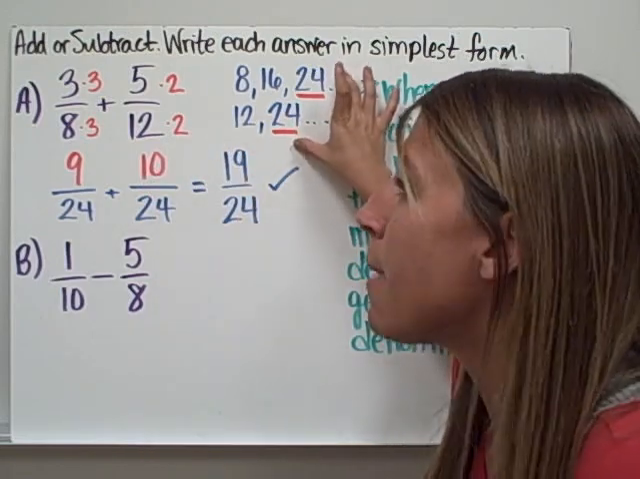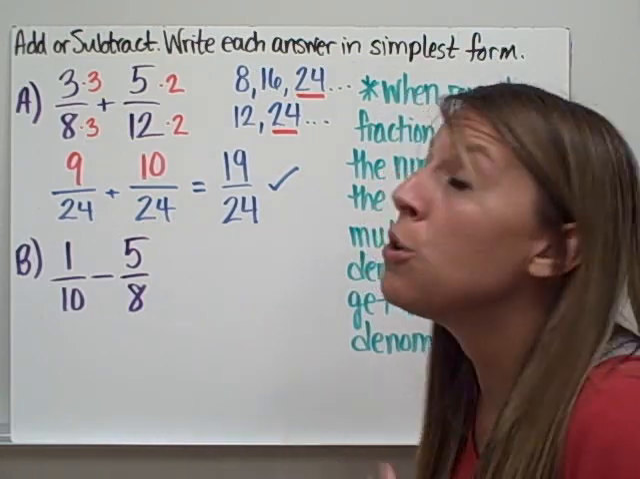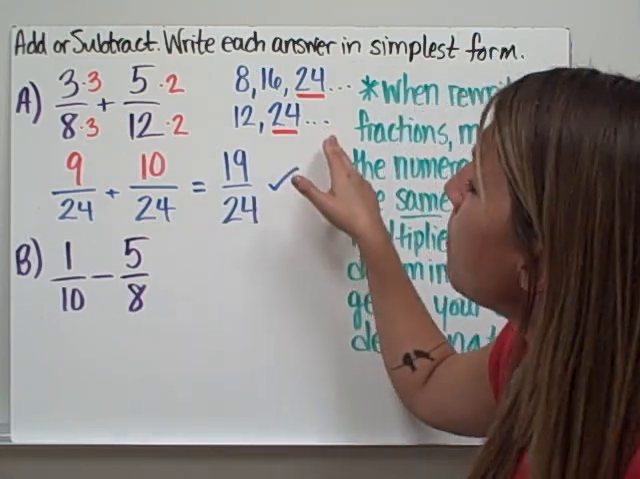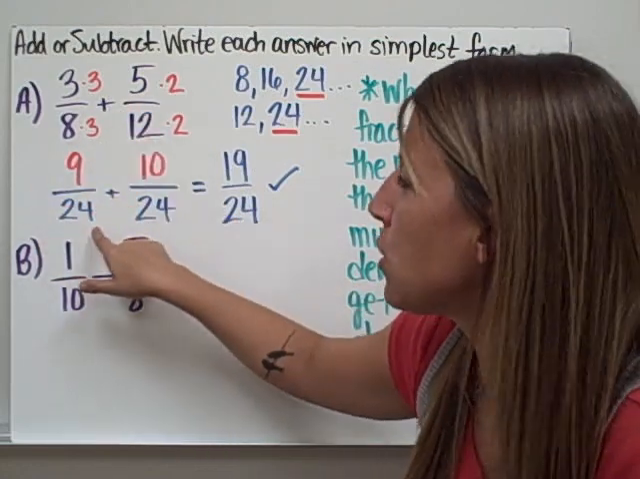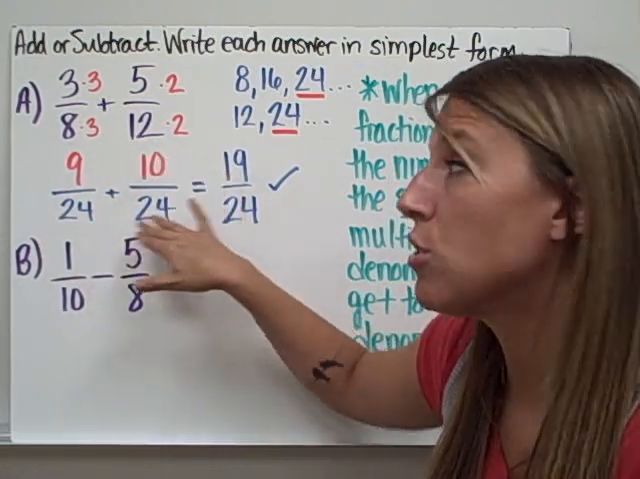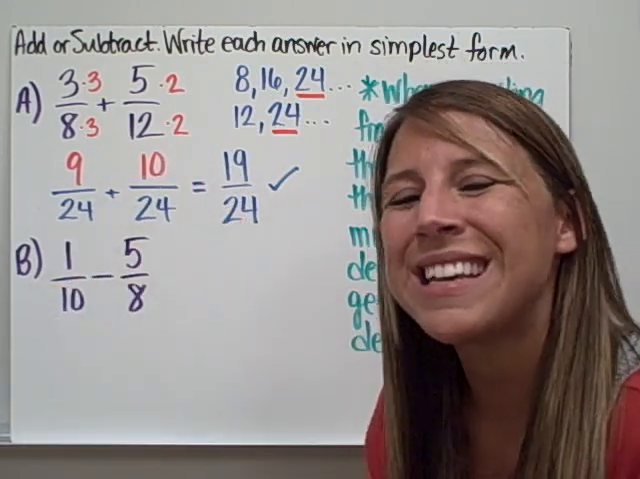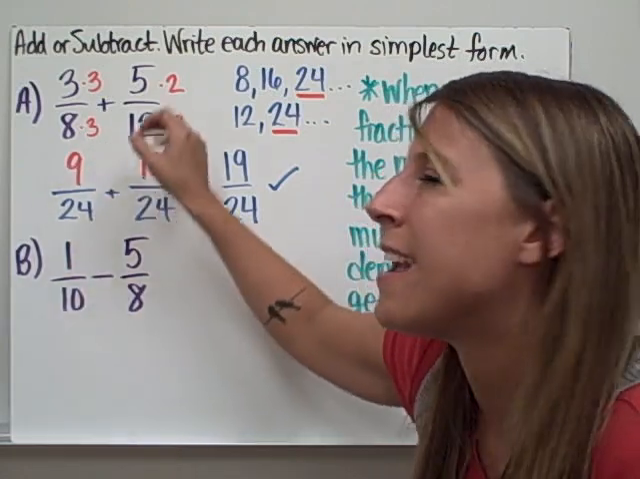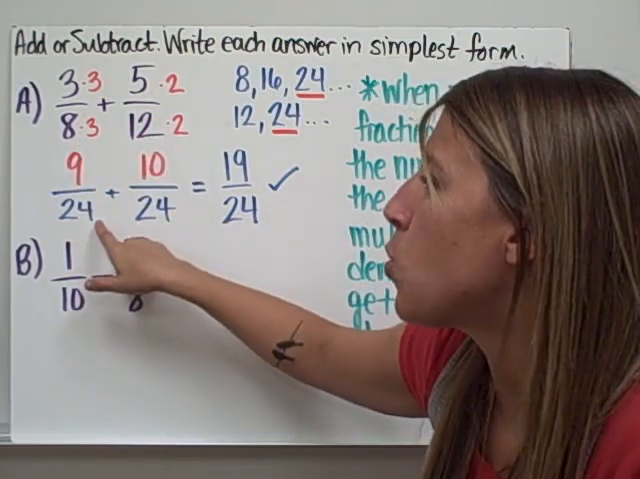Well, 24 is the smallest number that 8 and 12 share in common as a multiple. So I'm going to use 24. I come down here and I rewrite the problem as blank over 24 plus blank over 24. And then I have to decide what my numerators are going to be to keep the value of 3/8 and 5/12.